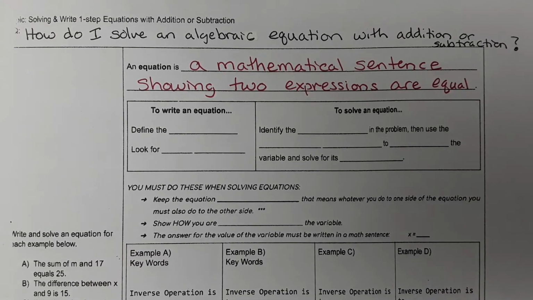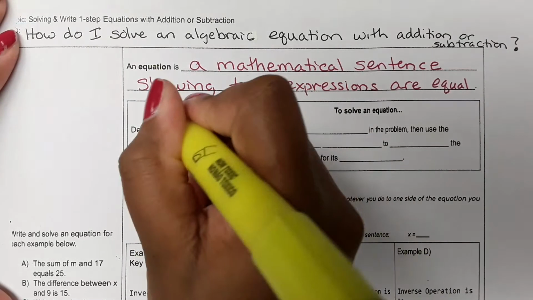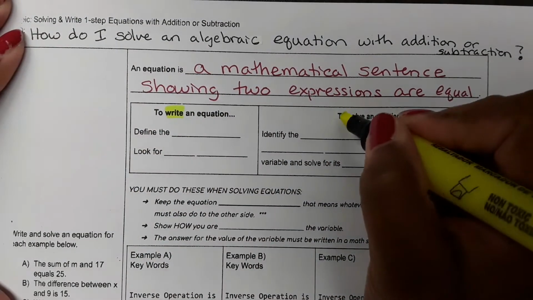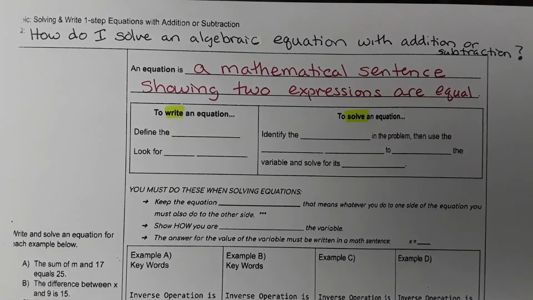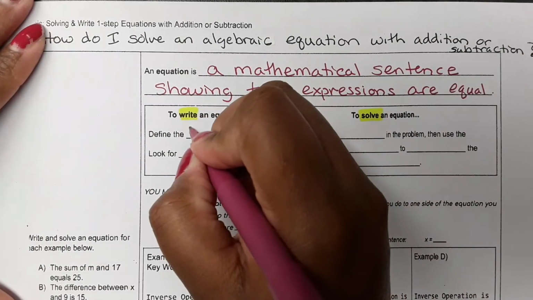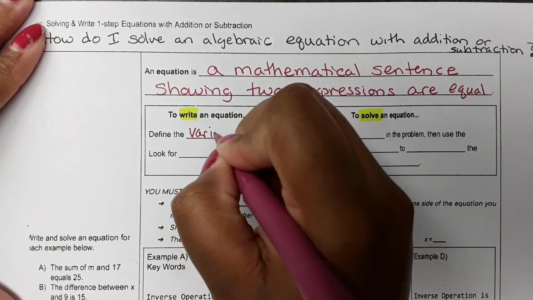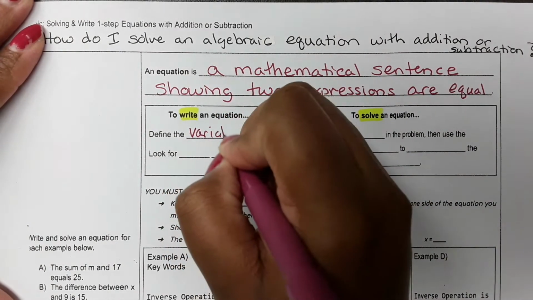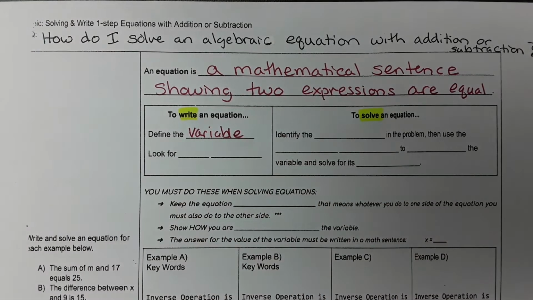Your standard this year is to learn how to, from word form, write an equation, as well as how to solve the equation that you wrote. So we're going to start with the write part. Just like when we were writing expressions, the first thing we need to do is define the variable.